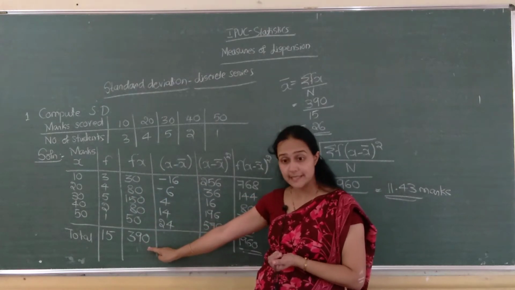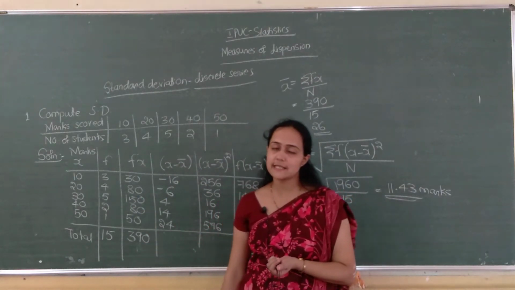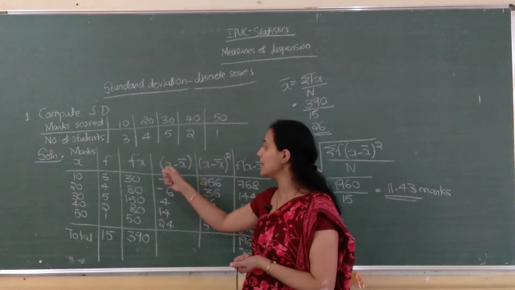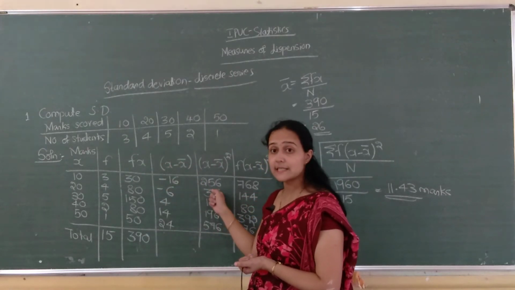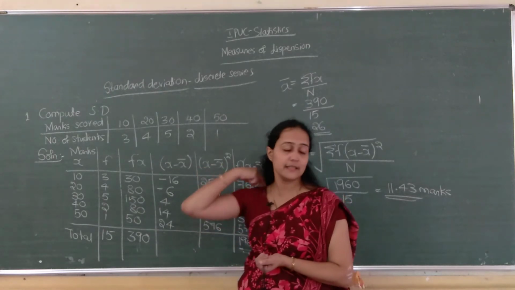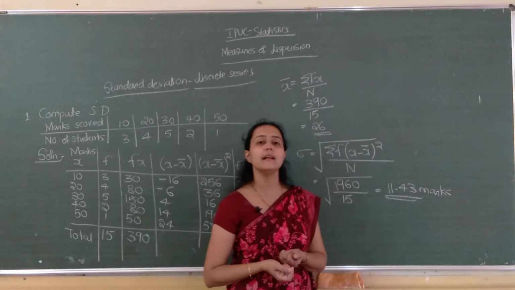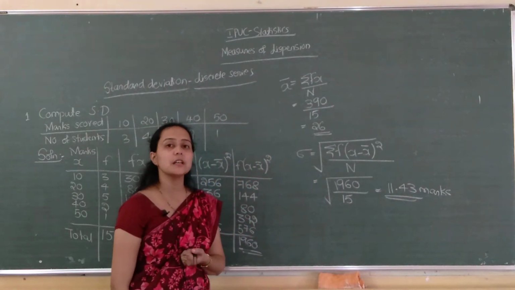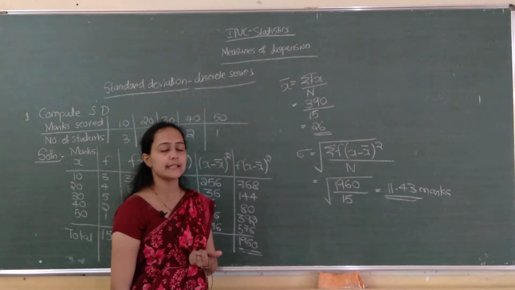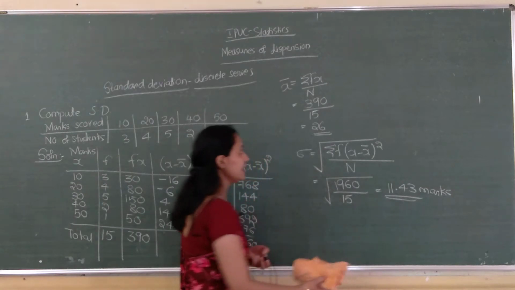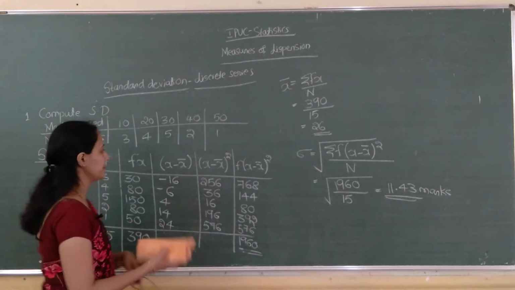First you have to compute x bar, next x minus x bar, then x minus x bar the whole square, f into x minus x bar the whole square, and its total. Next apply the formula. Answer is 11.43 marks, because the data is regarding marks of students. Hope it is clear. We will go to the next problem.